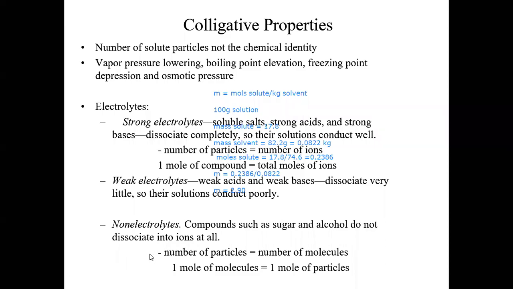So now we're getting into more of the aspect of this chapter, colligative properties. And so here for colligative properties, it's not necessarily the identity of the chemical, meaning we don't necessarily care if it's polar or non-polar. We mainly care about how many particles are in solution.